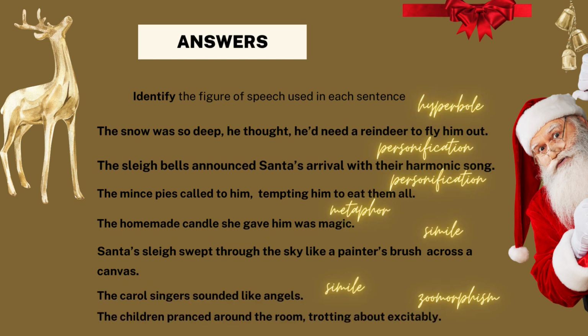Okay. And here are the answers. So the first one was hyperbole. The snow was so deep he thought he'd need a reindeer to fly him out. We're exaggerating how deep, and remember, for it to be not just exaggeration but hyperbole, we need to go beyond the literal.